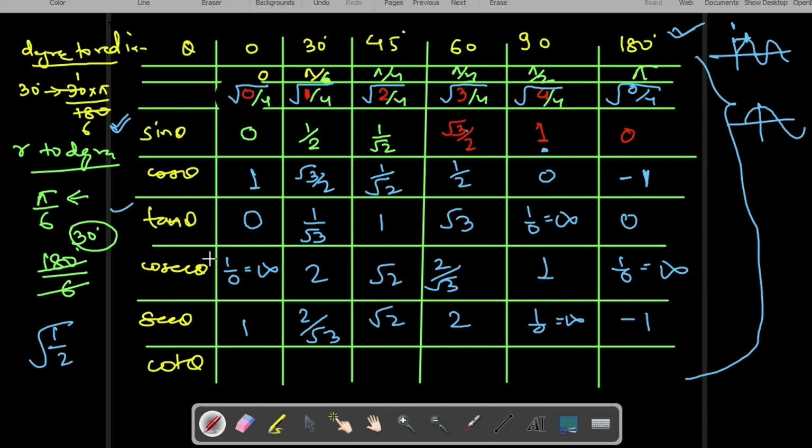Cot theta is again reciprocal of tan theta, so that will be infinite. This will be root 3, this will be 1, this will be 1 upon root 3, and then 0 upon 1, the answer will be 0, and this is 0, so this will be infinity. So this way we can find the trigonometric values. Pardon me for the first step which I missed, but this way you can find the values of each trigonometric ratio for these standard angles.